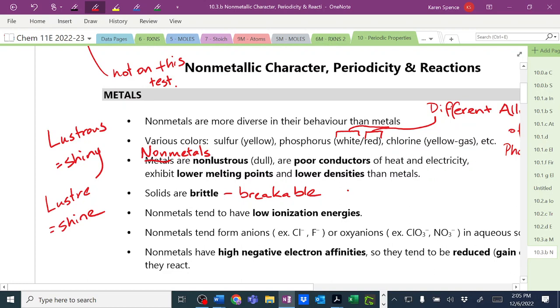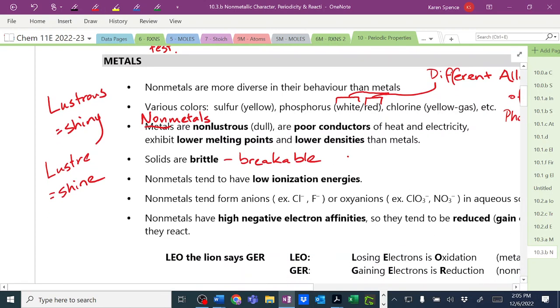Yes. Nonmetals tend to have low ionization energies. Yes? Does it make sense that they have low ionization energies?